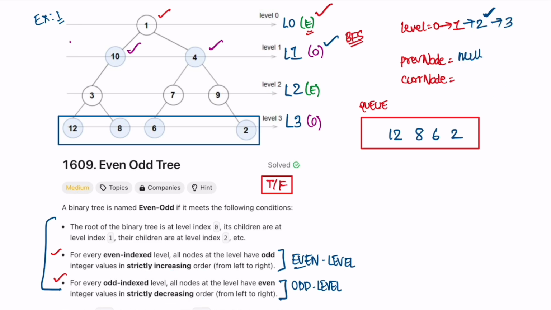And now we are at this level. Now the current element is 12. So take that. Check if it is even. Yes, because we are at odd level. Check if it is strictly decreasing. Yes, it is strictly decreasing. So 12 is the first element in the level. Now update previous to 12 and current element is 8.